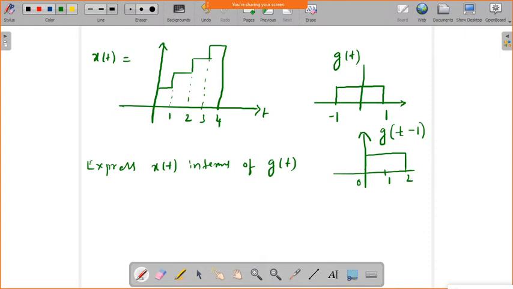So now what I will do? I will do the scaling operation for this. So if I do the scaling operation, that is g of 2t I will do. If I do 2t, what will happen? The time axis will be divided by 2, and what you will get? You will get the signal only from 0 to 1. Okay. So is this g of t operation understood, or any doubt?